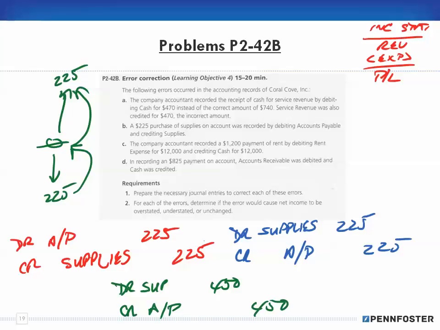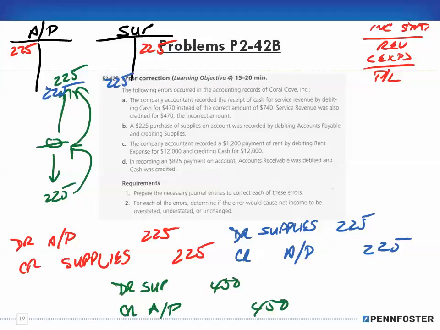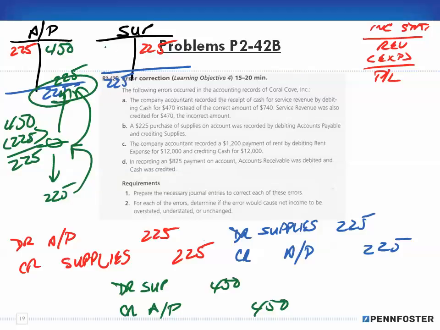Let's make T accounts, accounts payable and supplies. If I debited 225 and credited 225, and I'm supposed to have a credit of 225 and a debit of 225, how do I get to those balances? Well, when I subtract debits from credits, I need to make this 450, because with a debit of 225, 450 minus 225 gives me 225, and since my credit is greater than my debit, that gives me my credit of 225. So I have a credit to accounts payable for 450 and a debit to supplies for 450, which is what my journal entry looks like.